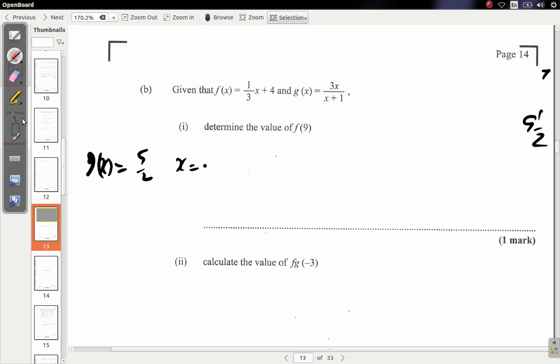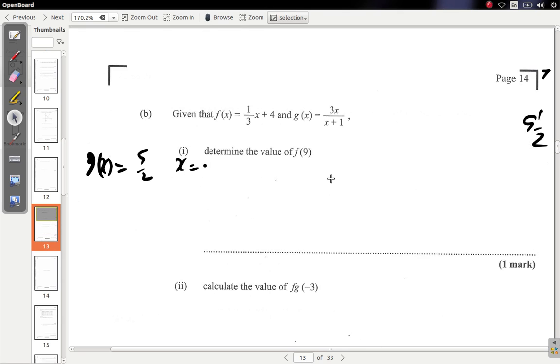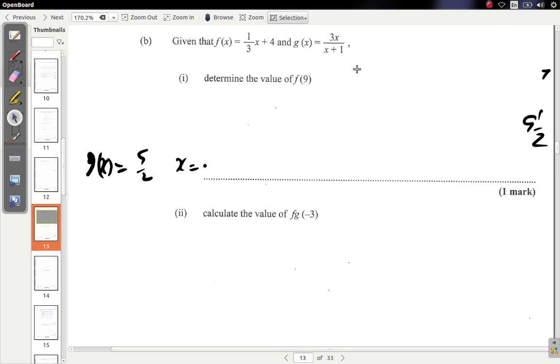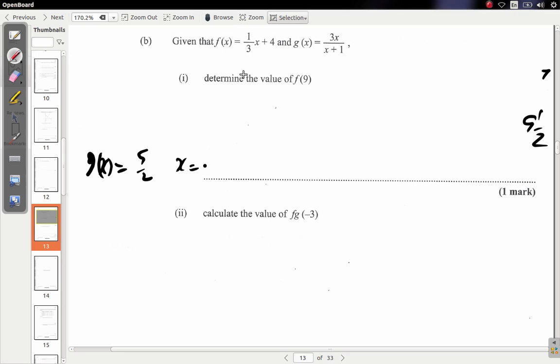Now, what they say is determine the value of x for which g of x is 5 over 2. Some people, the mistake they make is they go and put 5 over 2 in the function and say 3 times 5 over 2 over 5 over 2 plus 1. That's wrong. Don't do that. That can't work. What they say is for which g of x is equal to 5 over 2, so 3x over x plus 1 equals 5 over 2, and that's what you do.